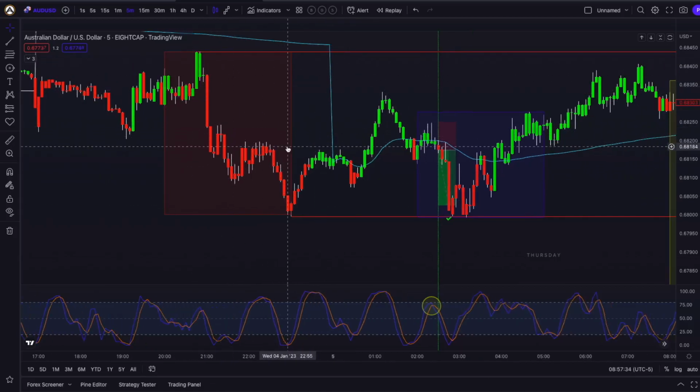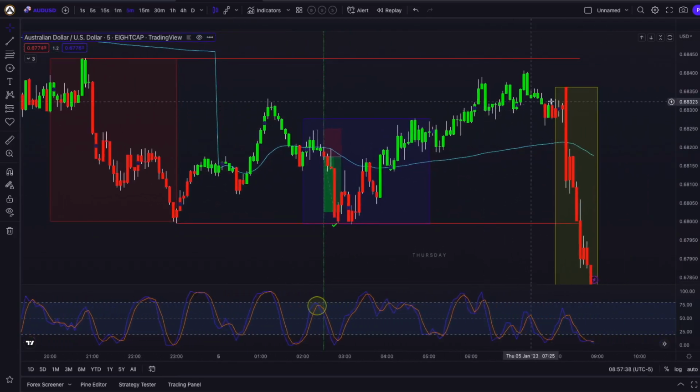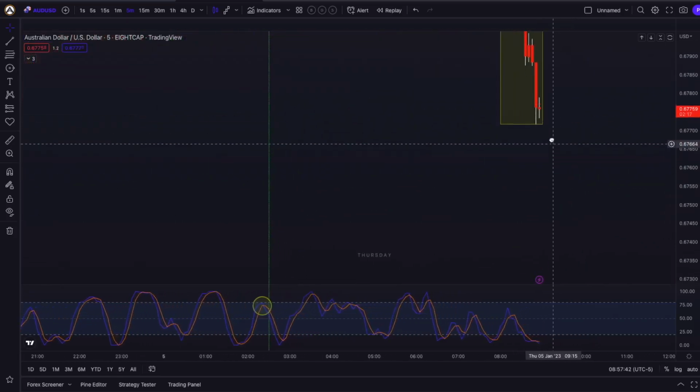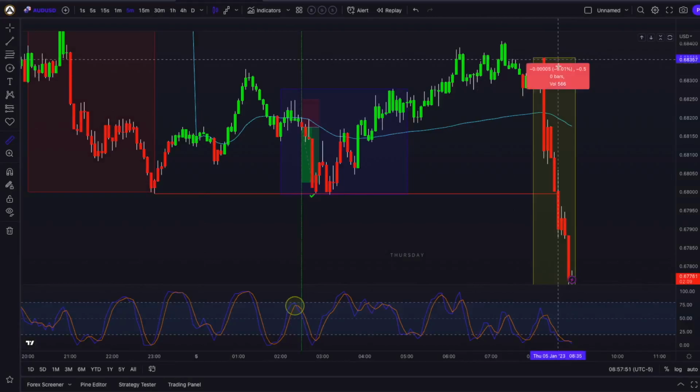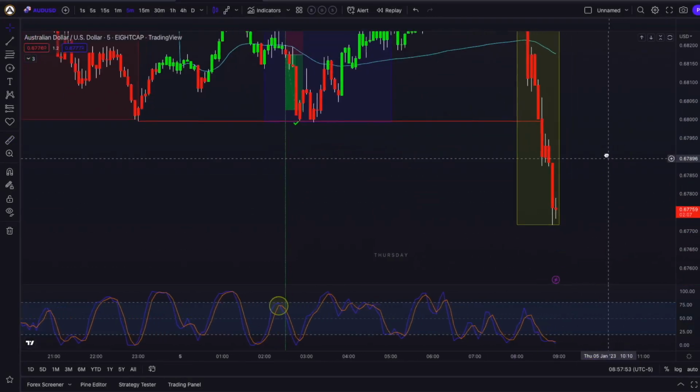So the whole London kill zone and London session, we stayed within this range up until 8:15, where we had this drop all the way to the downside. Also, let me measure this one out. How many pips was this drop? Let's measure it from 8:15 right here all the way to the low.